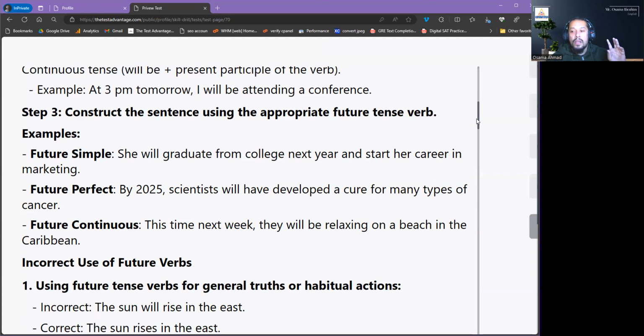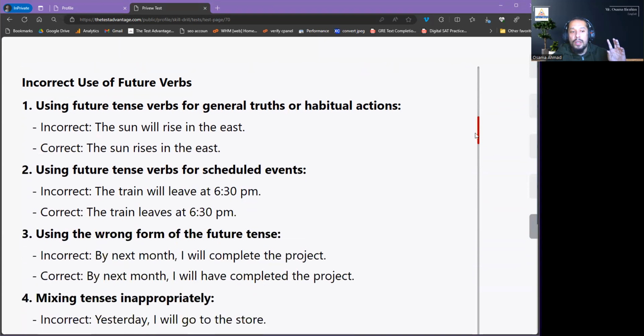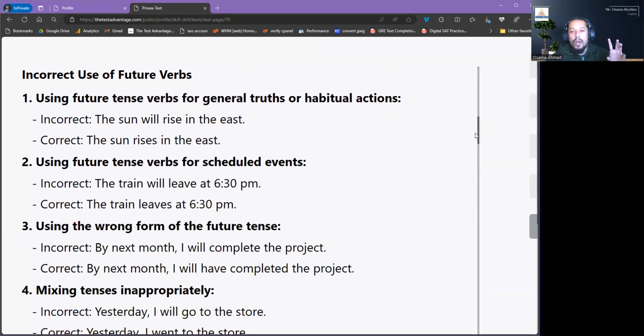Okay. So before we go in, let's talk about incorrect use of future verbs. Number one, using future verb tense for general truths or habitual actions. Remember, something for truth or habitual action receives the present tense form. The sun will rise in the east. No, this is wrong. It's something that always happens. The sun rises in the east.